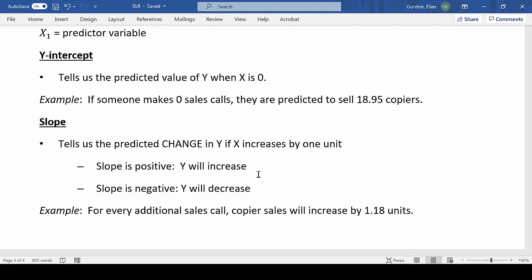So you can see that the sign of the slope is telling us whether there's a positive or negative relationship between x and y. In our example, our slope was 1.18. So that tells us for every additional sales call, copier sales will increase by 1.18 units. So this is what the y-intercept and the slope mean.